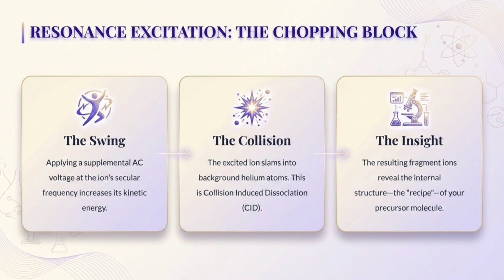Think of it like pushing a child on a swing. If you push at the exact right frequency, the secular frequency we just discussed, the swing goes higher and higher. We apply a small supplemental AC voltage that matches our ion's rhythm. The ion gets excited, begins to swing wildly, and slams into background helium gas atoms. This is collision-induced dissociation, or CID. Pop, it fragments. We have just chopped our molecule inside the trap to see what it is made of, all without losing the other pieces.